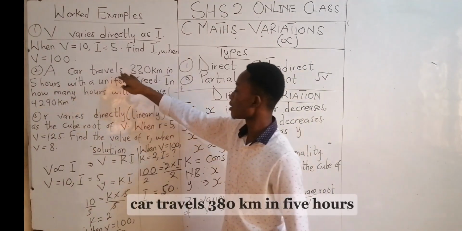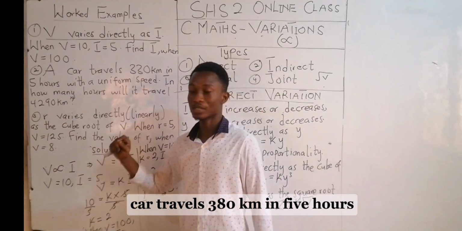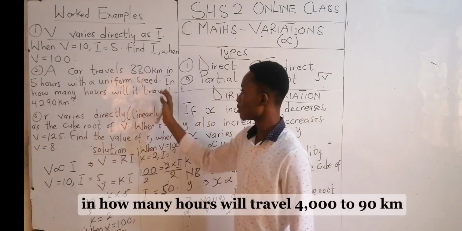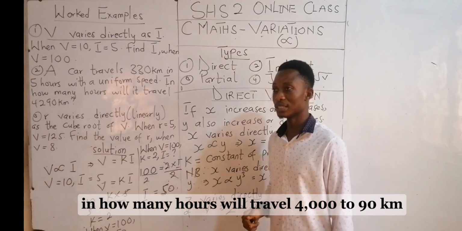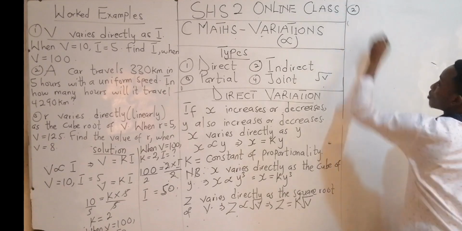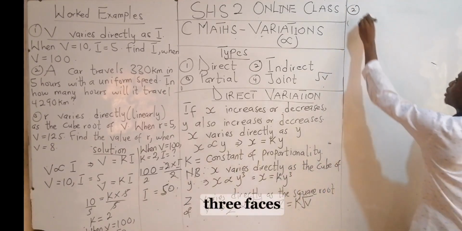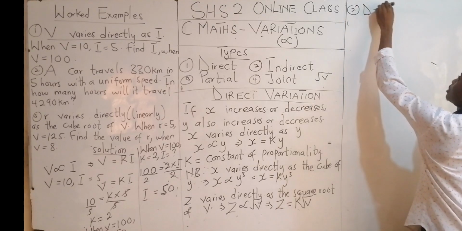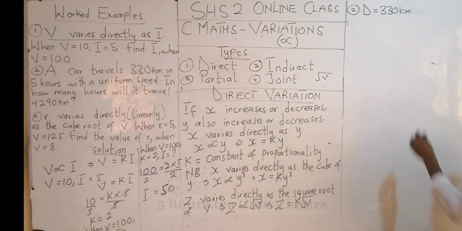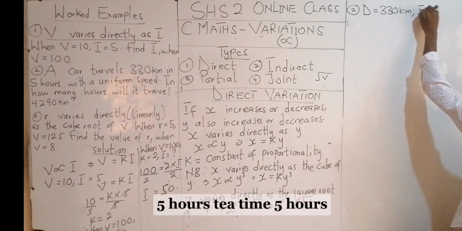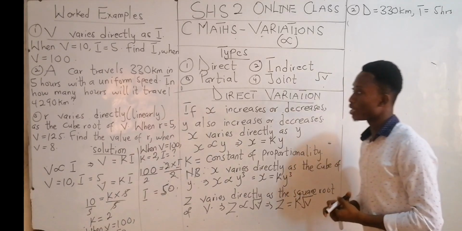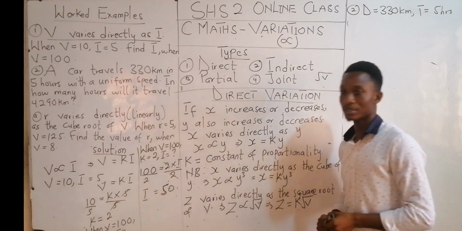A car travels 330 kilometers in 5 hours with a uniform speed. In how many hours will it travel 4,290 kilometers? So here, a car travels 330. So the 330 is in kilometers. That is its distance. 5 hours, T is time, 5 hours. In how many hours will it travel 4,290 kilometers?